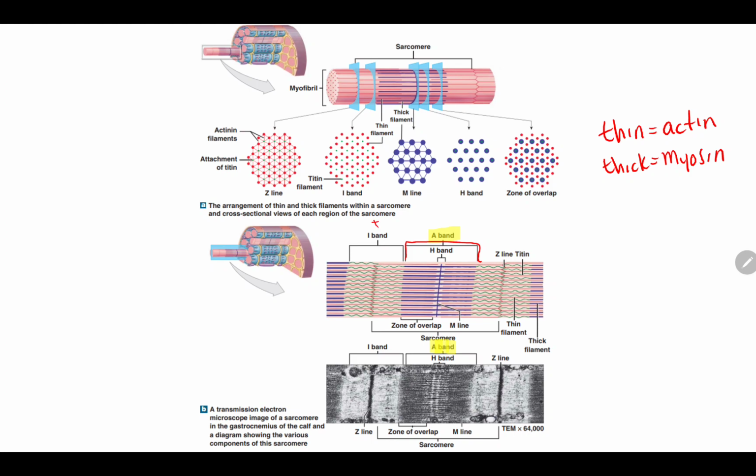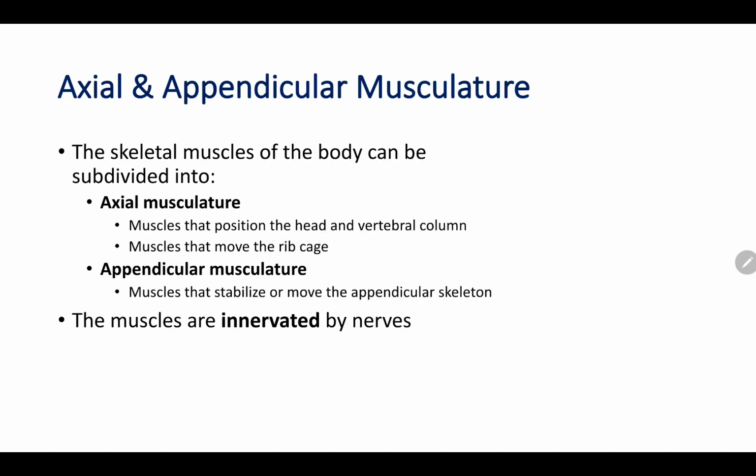The I band is just thin filaments, right? It's the zone of overlap within that A band, though. That's why it's both thick and thin filaments. However, it's this H band right here. H band is only thick filament, okay? A sarcomere will extend from Z disc to Z disc, right? So this is one sarcomere, Z disc to Z disc, and then we have another one, and then another one, things like that, okay?